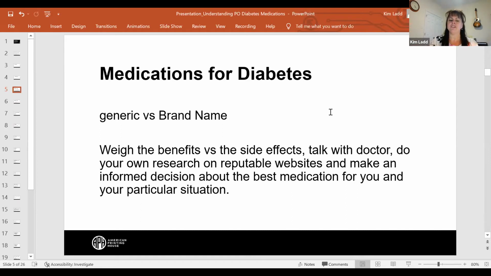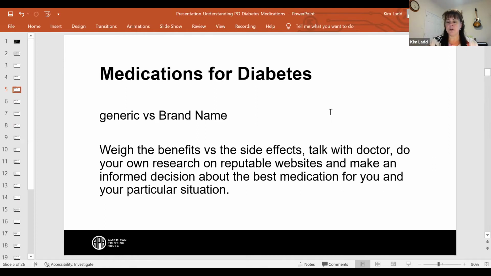So with medications, any medication you take is going to have side effects. What I urge all of you to do is weigh the benefit of the action of the medication for why you're taking it versus the side effects. Hopefully, the purpose of the medication is going to outweigh the side effects that you have. But that is not a decision you should make on your own.